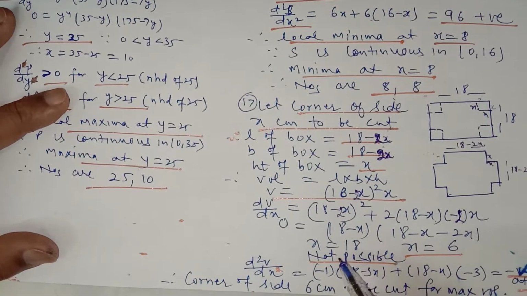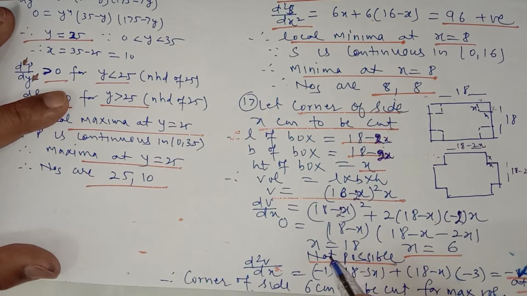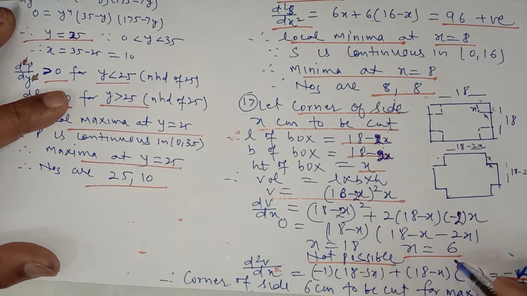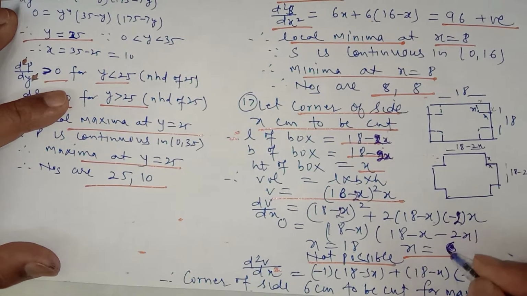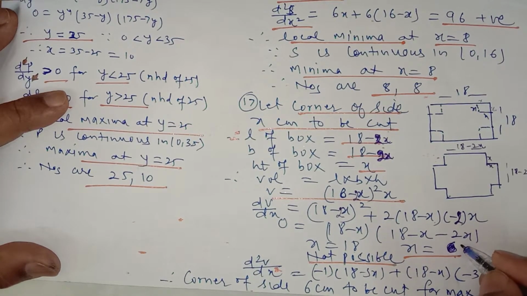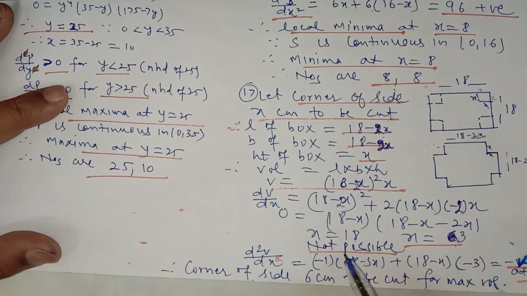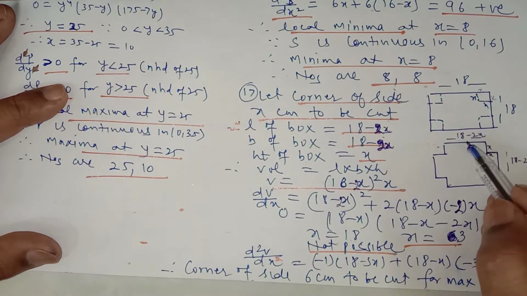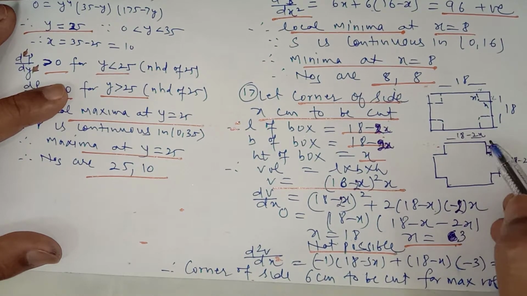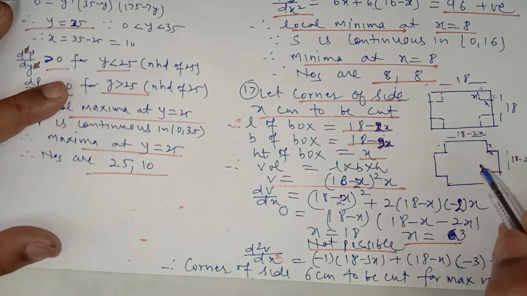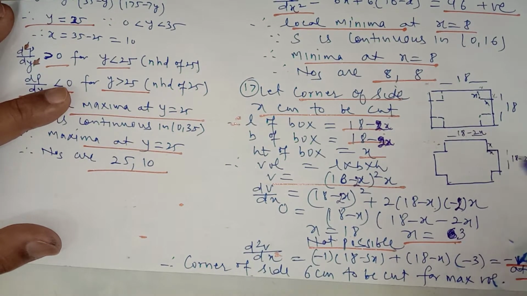Now put it equal to 0, and you will get the value of x as 9 or x equal to 3. The value of x cannot be 9, because if we cut 9 from one side and 9 from the other, the sheet will break into two pieces. So the value of x will be equal to 3.